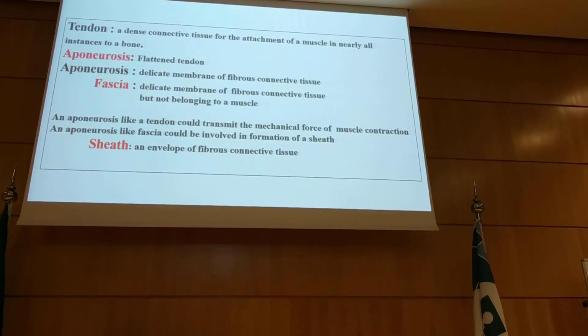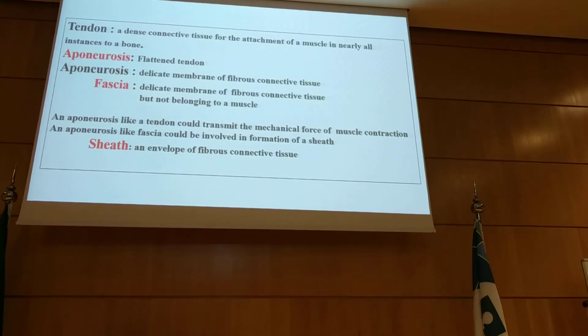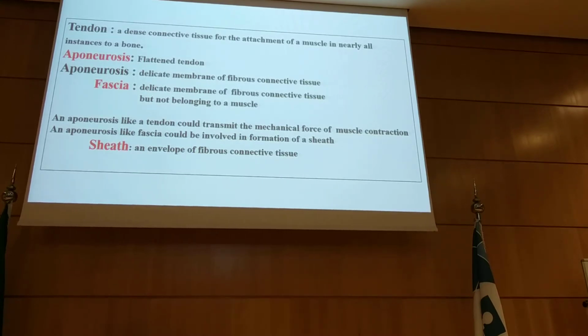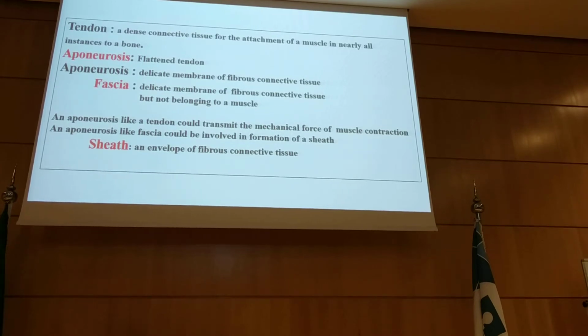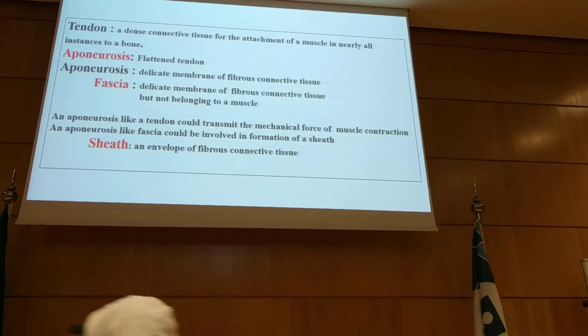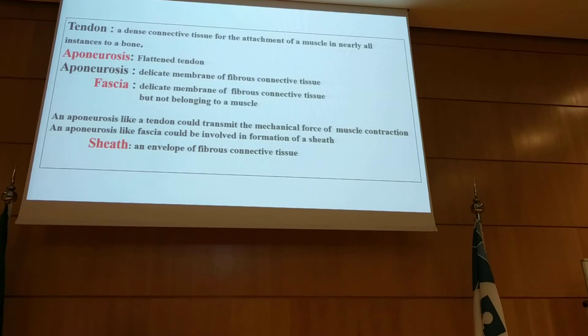We know what's meant by a tendon. Tendon is a very dense connective tissue. An aponeurosis is a tendon but flattening out to make a very, very delicate membrane, a very delicate piece of the material. So when the tendon is flattened, it's aponeurosis.